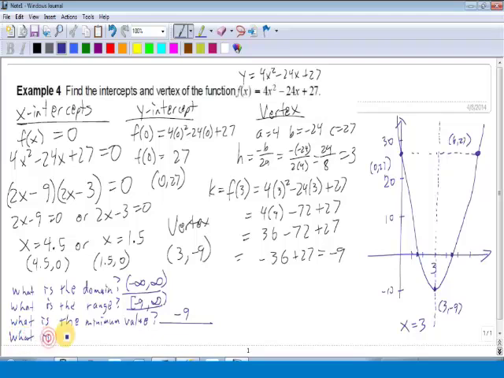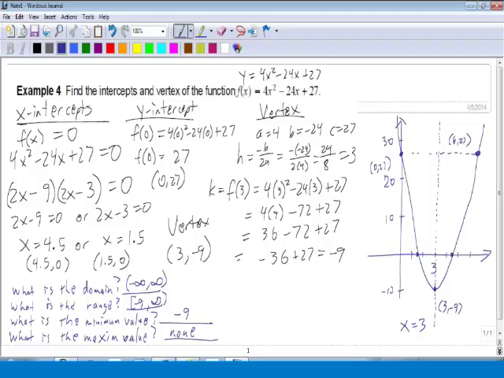What is the maximum value? Basically we just say none. It goes all the way up. It's unbounded above, so there is no maximum value for this quadratic function.